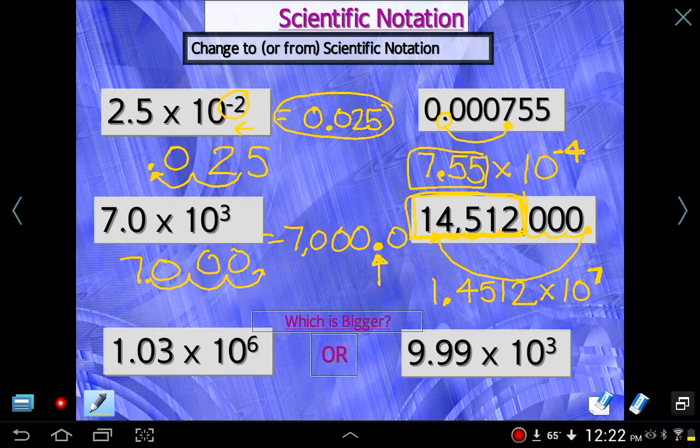And on this last one here, you had to figure out which one was bigger. So this one definitely looks bigger, right? I mean, 9.99, definitely bigger than 1.03. End of discussion, right? No, not at all. We still have to figure out what these mean. So this is the power of 6, and this is the power of 3. So I'm going to change them first, compare these and figure out what they equal in standard form, before I make that determination of which one is bigger.